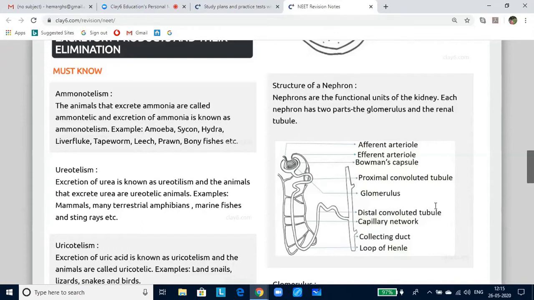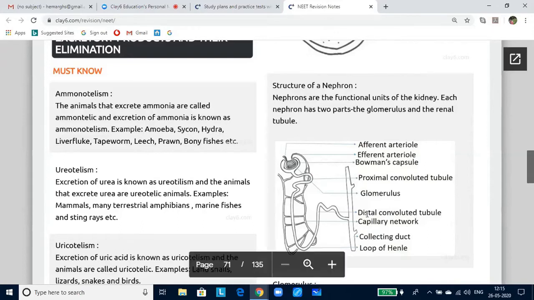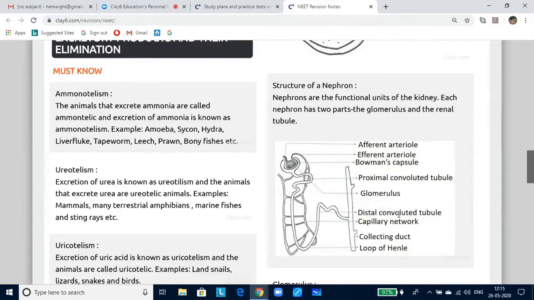Now, distal convoluted tube, DCT. It is connected to the collecting duct. Active reabsorption of some sodium takes place. It is impermeable to water.